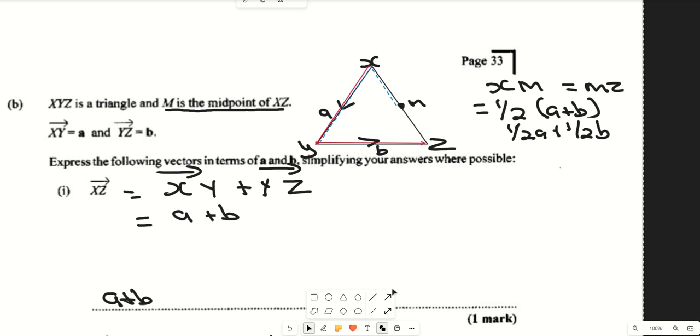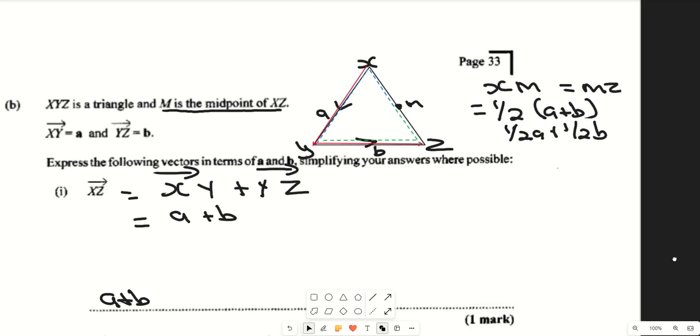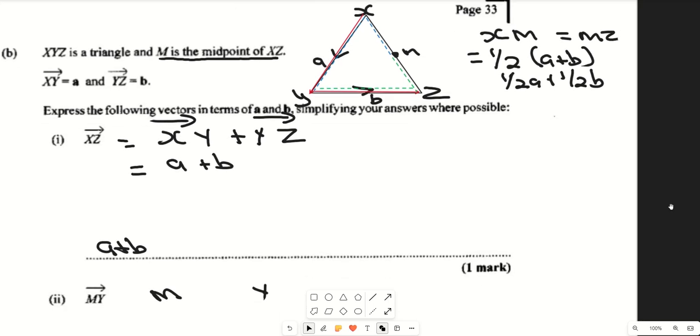Or you can go in the opposite direction, that's M to Z here. Let's use a different color, let's use green. And then Z to Y. Whichever direction you choose, you should get the same answer. So I'm going to go in the direction of M to X and X to Y, right? So my point in common would be X.